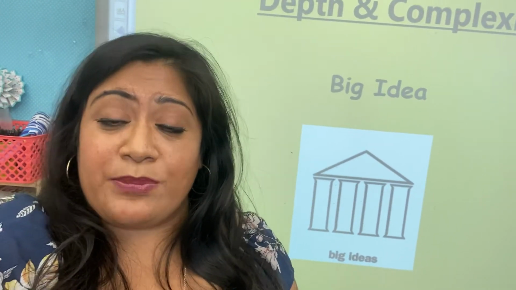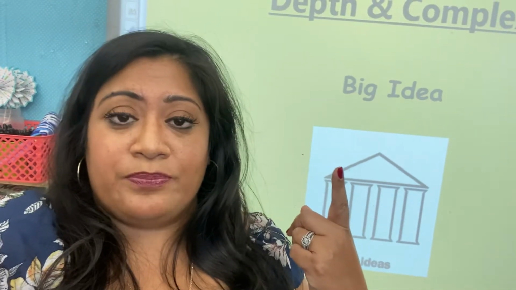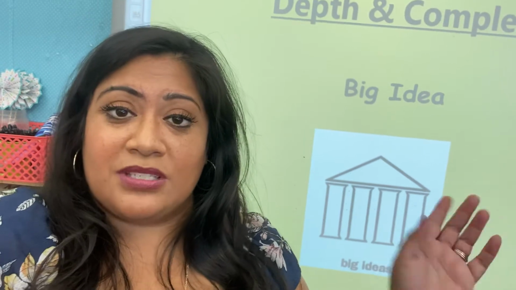So we use our depth and complexity icons. The first one behind me, sorry, it's backwards, is big idea. So what was the story about?